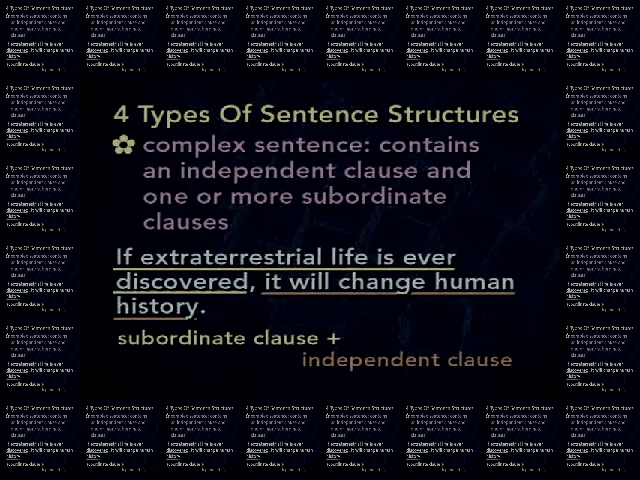If extraterrestrial life is ever discovered, it will change human history. The first clause sets up a possibility, and the second clause explains what would happen if that possibility comes true. So the two clauses work together to express one complete idea. And therefore we have a correct sentence, which is known as a complex sentence, because that's what a complex sentence does. It combines two different kinds of clauses, one an independent clause and the other a subordinate clause, makes them into a whole to express a single thought.